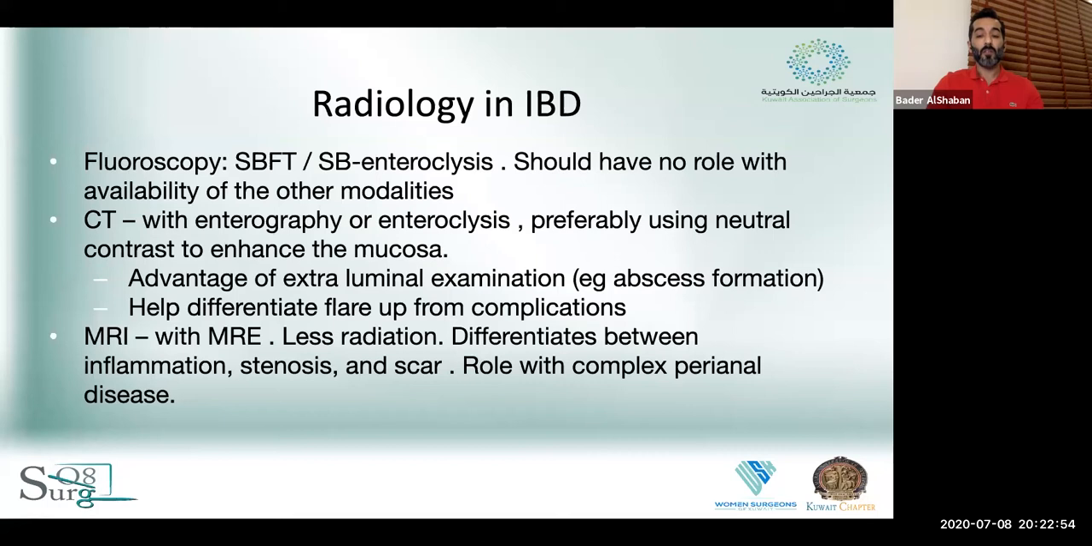An MRI pelvis has a very important role in delineating complex perianal disease, whereby you might have multiple openings on the external or the internal part, and some of them can be very difficult to negotiate operatively. Computed tomography is a good advantage, especially in the emergency setting. It can help differentiate a patient who might have a simple flare-up from a patient who might have complications such as a free perforation or an abscess formation. And the CT and the MRI, in comparison to the fluoroscopy, have the advantage of showing you extraluminal findings, whereby you might be able to appreciate fistula formation, abscesses, or other entities.